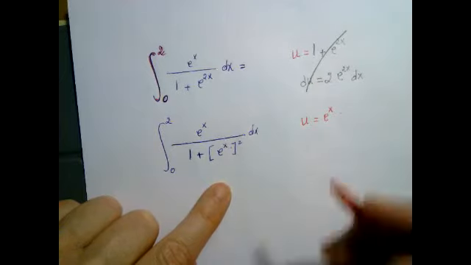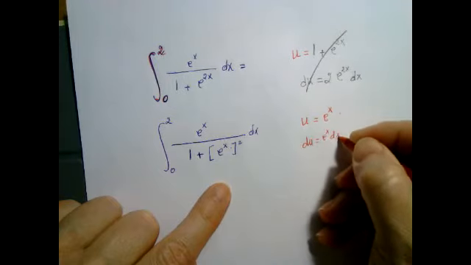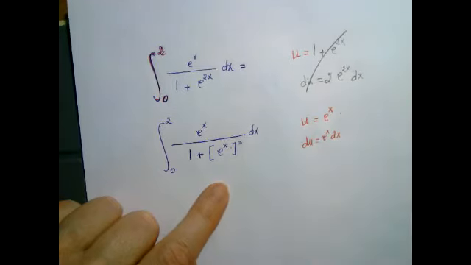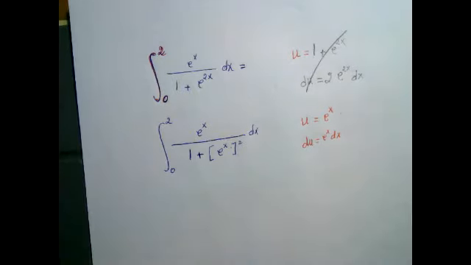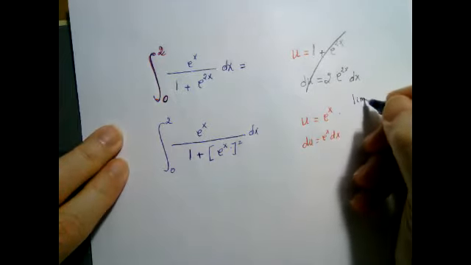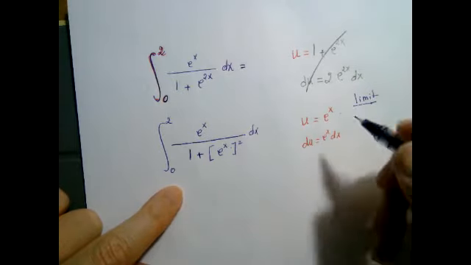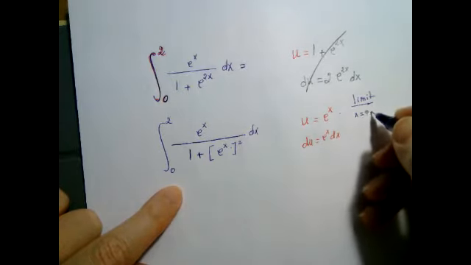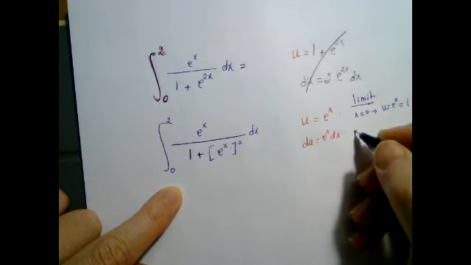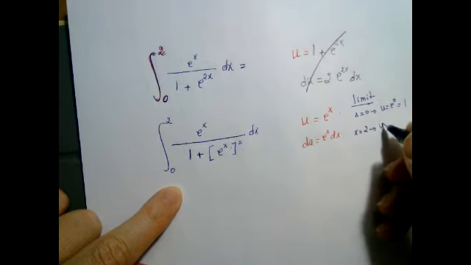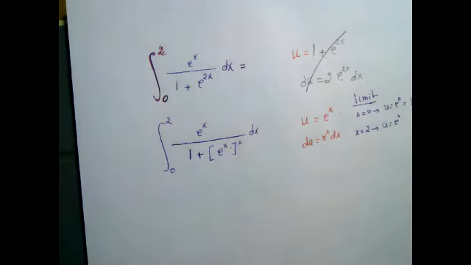Okay, u is equal to e to the x. Now du is e to the x dx. And now the limits. Change the limits. If you don't change them, it's okay with me, but you have to go back to e to the x at the end. If x is 0, then u is e to the 0, which is 1. If x is 2, then u is e squared. That's it. I cannot do anything about it.